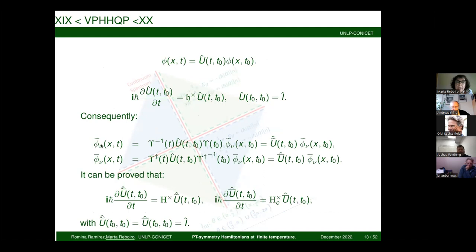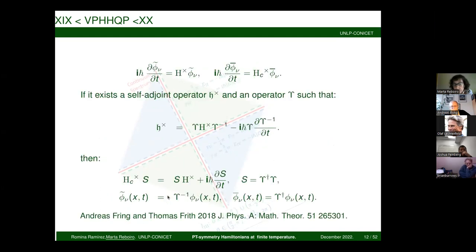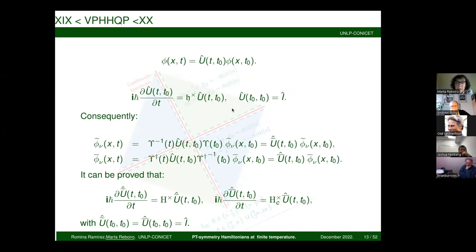Consequently, if I want to write the time evolution of phi ascent, this will be the dependence on the Dyson map I have here, plus the form that takes phi. So I will introduce a new evolution operator, U ascent, associated to capital H, and a new evolution operator, overlined, associated to the adjoint of capital H. It can be proved that the equation for these operators can be put in this form, basically similar to this. And we already have the initial condition that at time t zero, the evolution operators are the identity operator.